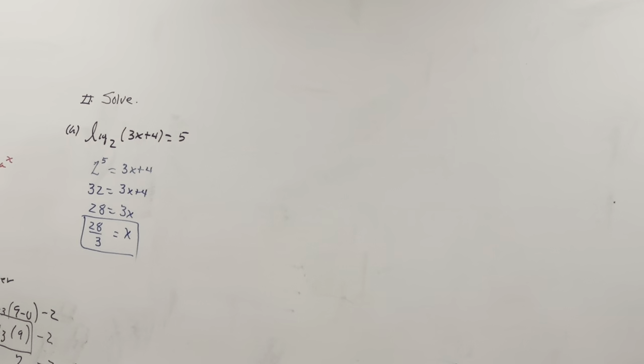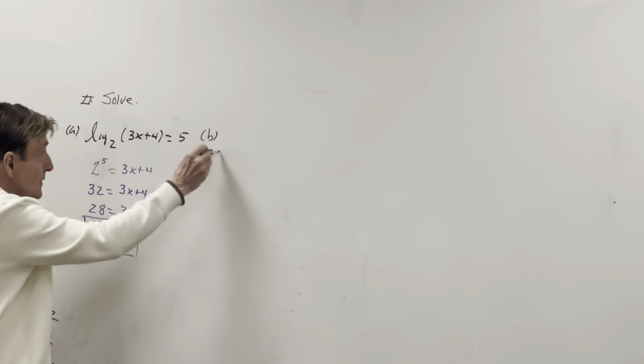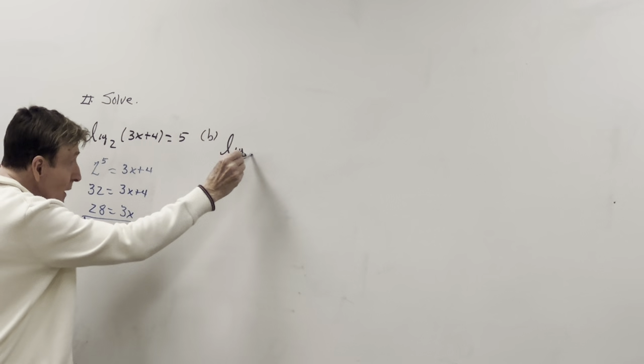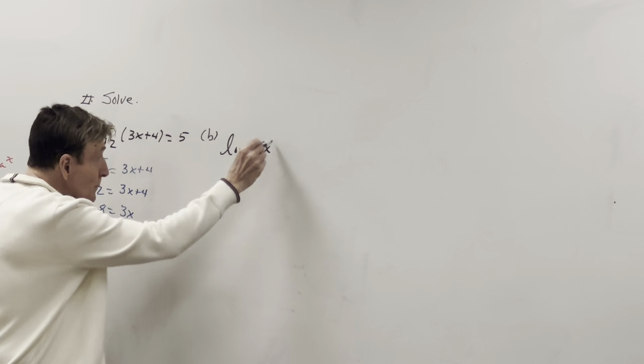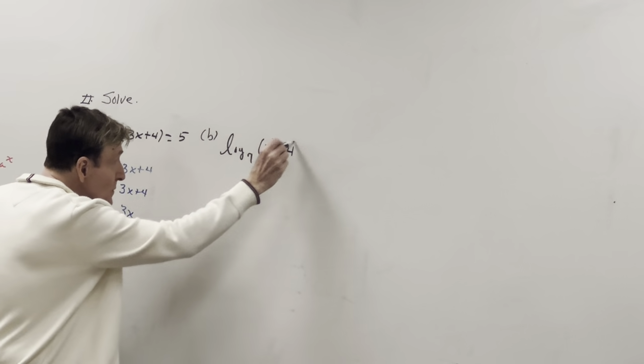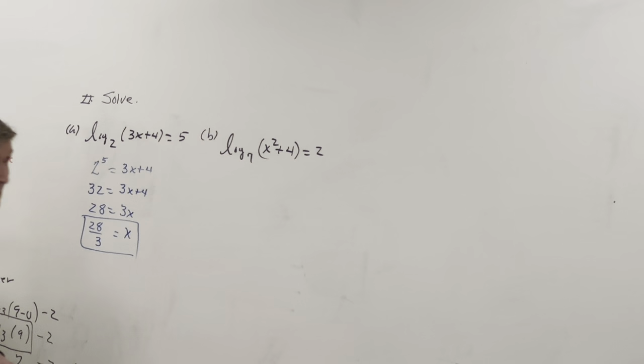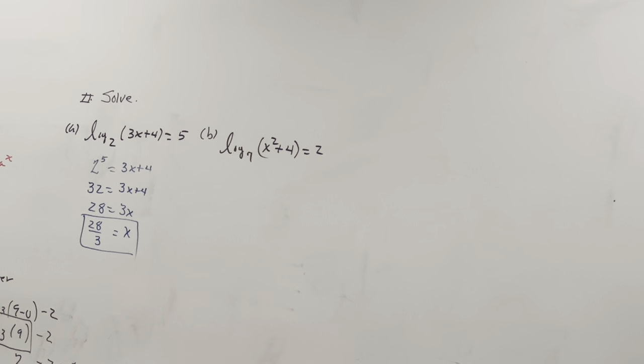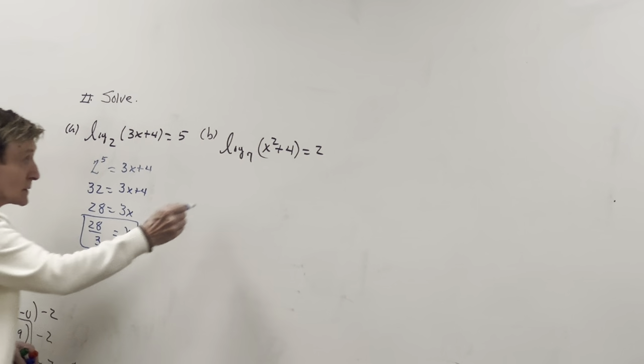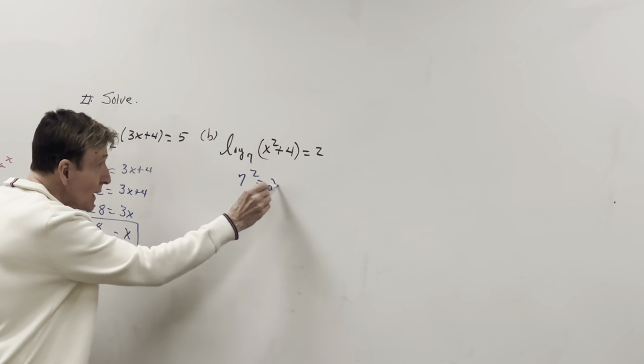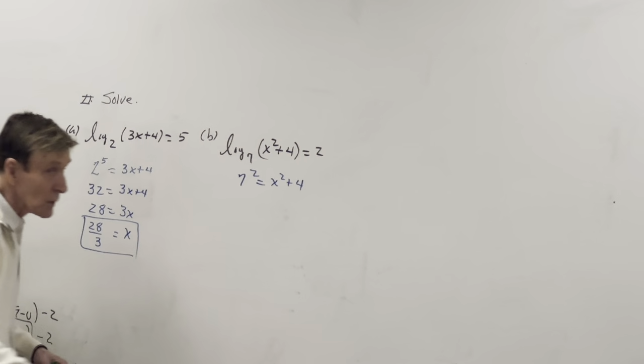Karina, tell me, was there another one there? Log base 7 of x squared plus 4 equals 2. Yeah. And when we solve for x, tell me what it means. What does this particular one mean? It means 7 squared is equal to x squared plus 4, and the word log's gone.